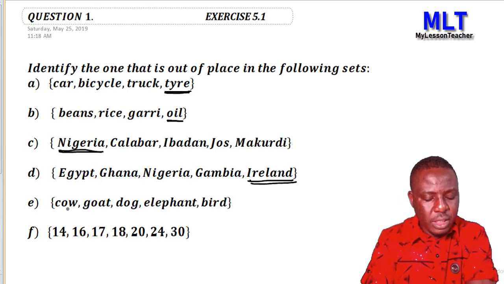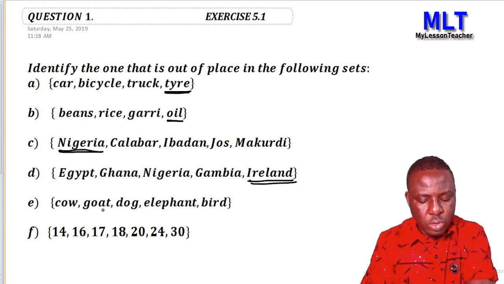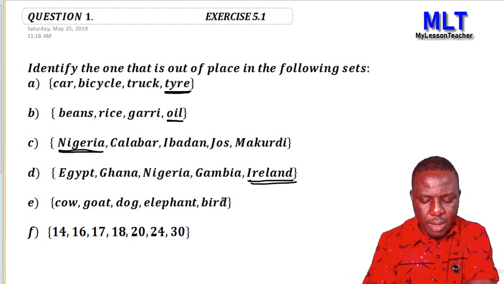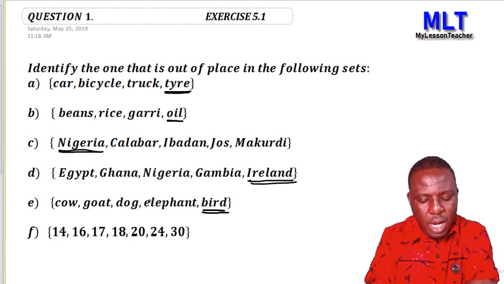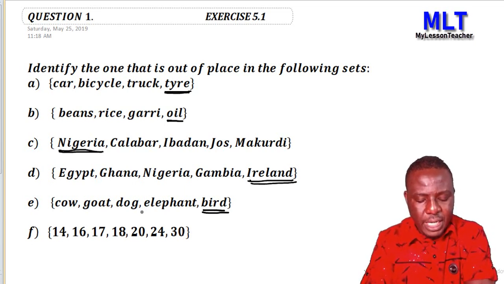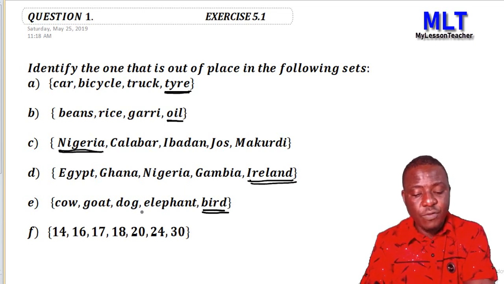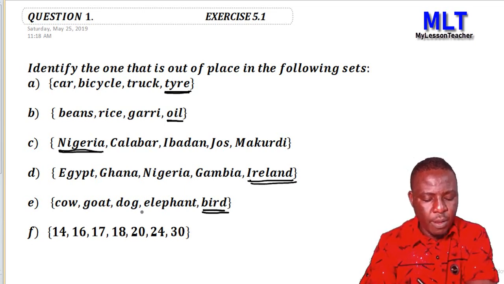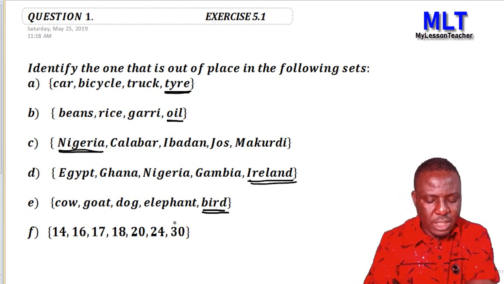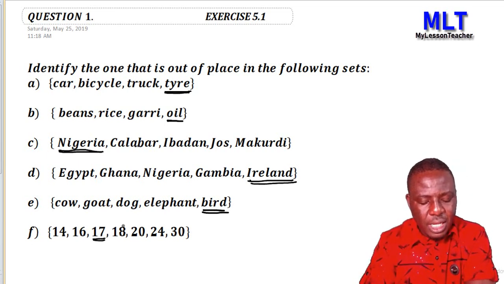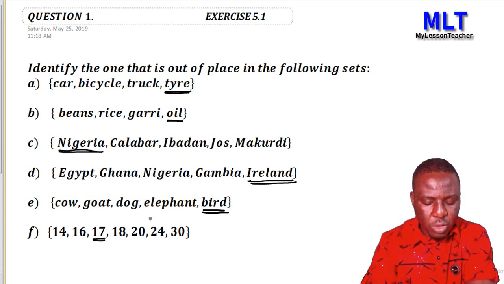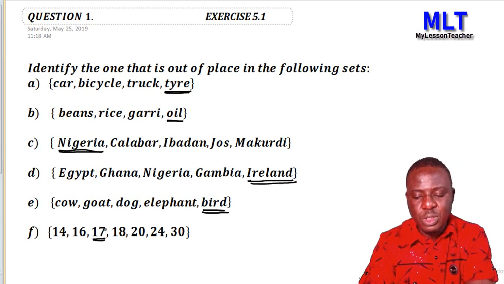We have a set E of cow, goat, dog, elephant, and bird. I think bird is said to be odd here because cow, goat, dog, and elephant, I would say they are four-legged animals, but bird is just two, and bird can fly. Out of the five, only bird can fly. So bird seems to be odd. F, we have 14, 16, 17, 18, 20, 24, 30. I think 17 is odd in the sense that all these are numbers that are divisible by 2, even numbers, while 17 is the only odd number. So 17 seems to be odd.